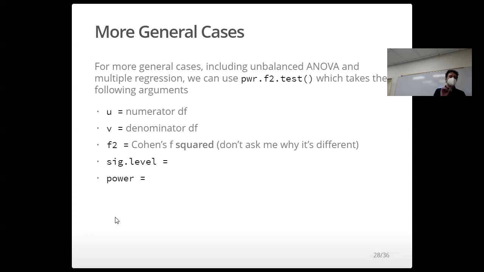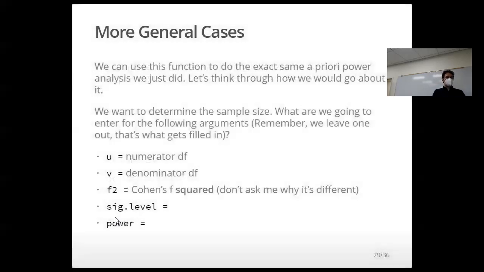What we do in this case is we have U and V as our arguments instead of number of groups and sample size per group. U is the numerator degrees of freedom, V is the denominator degrees of freedom. In our F statistic, we need to figure out what our degrees of freedom are. So let's think through how we do this. We're going to do an a priori power analysis. We want to determine the sample size. Let's assume it's still an ANOVA with 3 groups, and eta squared is 0.1.